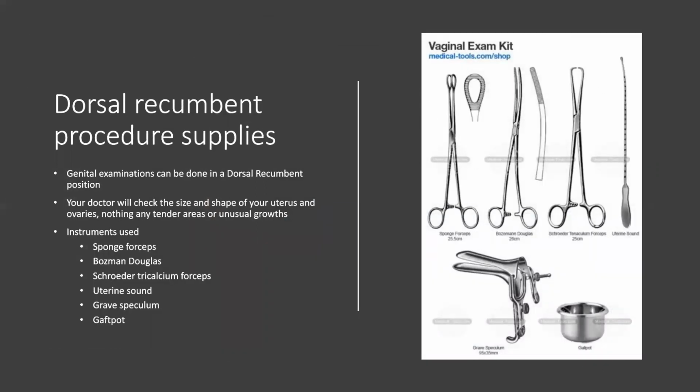Dorsal recumbent procedure supplies. A procedure that can be done is a genital examination in the dorsal recumbent position. The doctor will check the size and shape of your uterus and ovaries, and make sure there is nothing tender around the area or unusual growths. Some instruments that can be used during this procedure are the sponge forceps, Bozeman Douglas forceps, sigmoid tracheum forceps, uterine sound, a Graves speculum, and a gooseneck lamp.